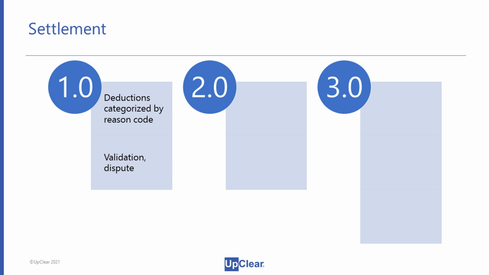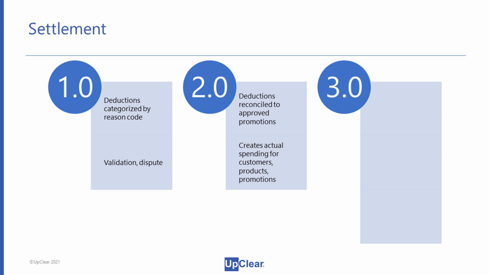All right, so moving on to settlement. In 1.0, essentially the deductions come in on the customer remittance and they get categorized with a reason code, right? And then you go through the very rudimentary process of validating or disputing the invalids. As we move to 2.0, we start to see deductions actually reconciled to approved promotions. So instead of just validating, you're connecting them. You're associating actual deductions to planned and approved promotions. And what that does is it creates actual spending that's associated with the event, but then also it creates actual spending for customers, products, and the promotions.